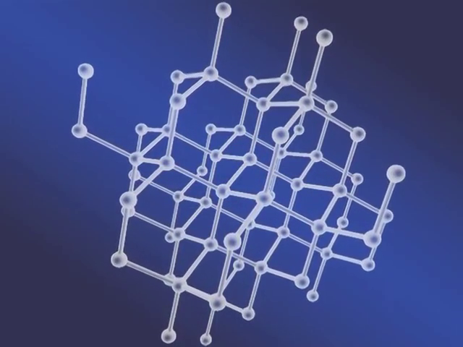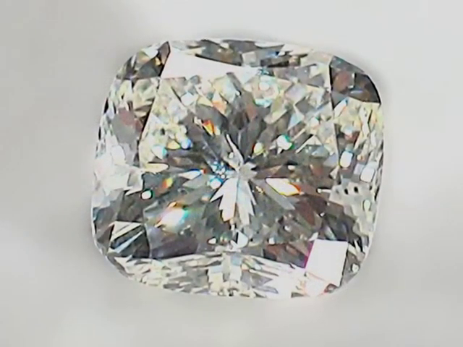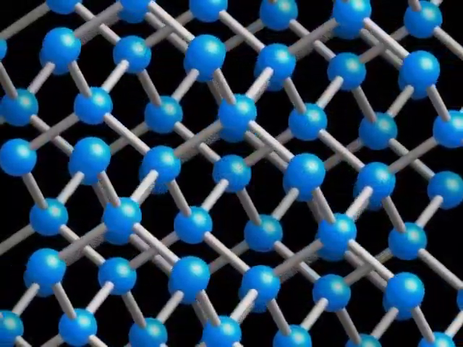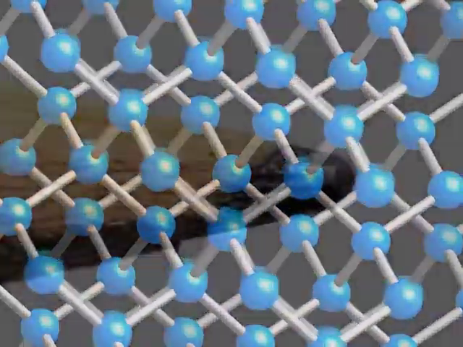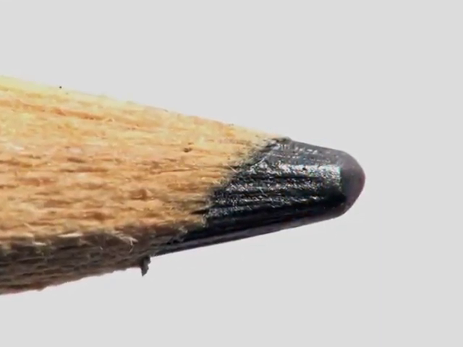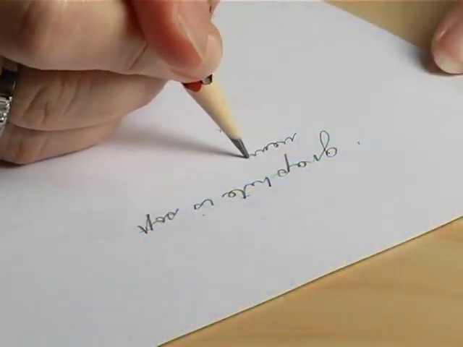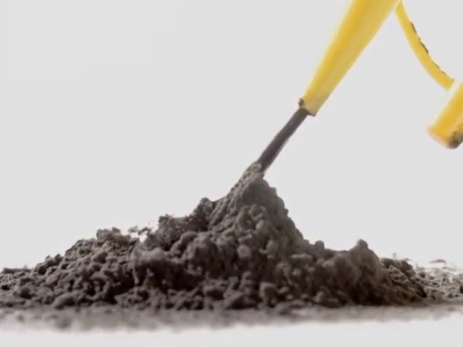Diamond, for example, has covalent network bonds. It's not only a girl's best friend, but is very hard and transparent, and because of its lack of free electrons, is an insulator of electricity. Graphite isn't quite so romantic. Its two-dimensional covalent bonds mean it's soft, black, and its delocalized electrons make it a good electrical conductor.